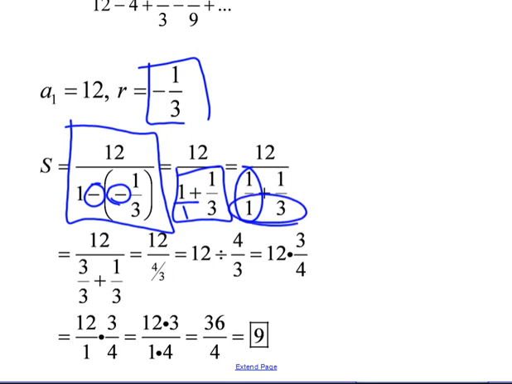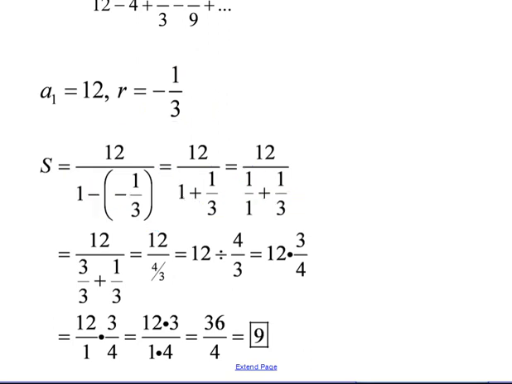Now these two numbers, the 1 and the 3, have to be the same, so we need a common denominator. The common denominator we're going to pick is 3. This number is already a 3, so we have to turn this 1 into a 3. To turn a 1 into a 3, we multiply top and bottom by 3. Multiply, multiply, and we get 3 over 3. Once we have a common denominator, we're going to add the tops.